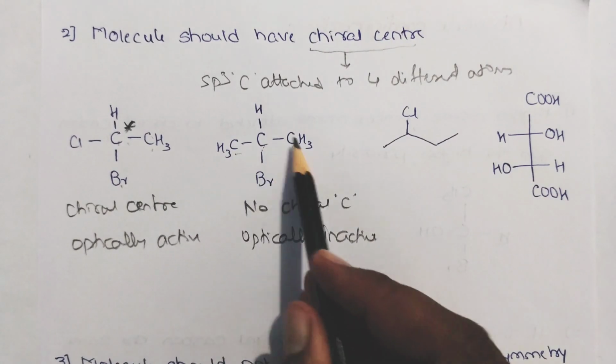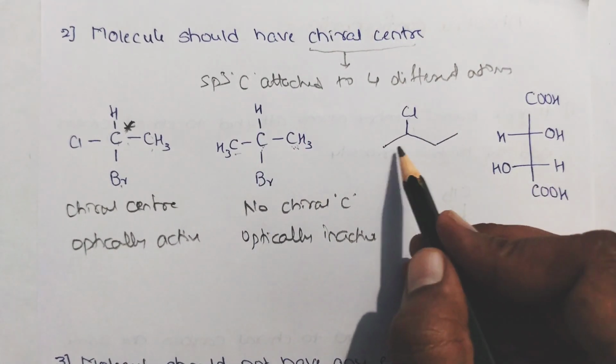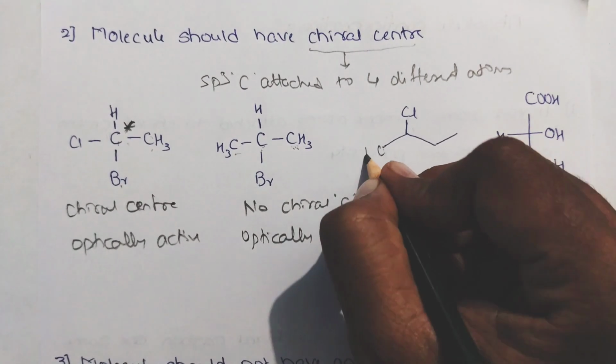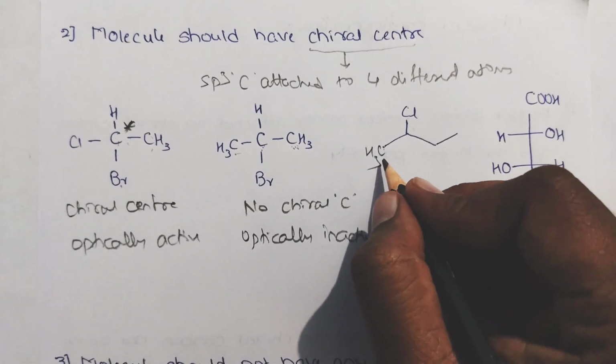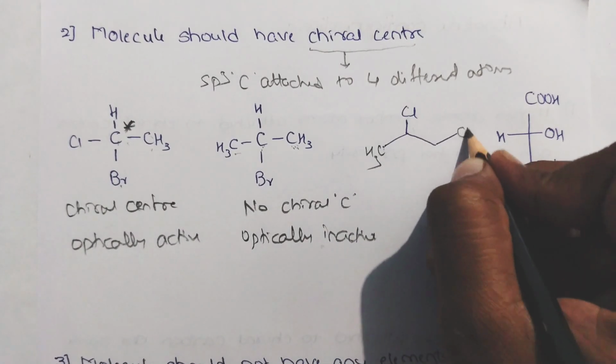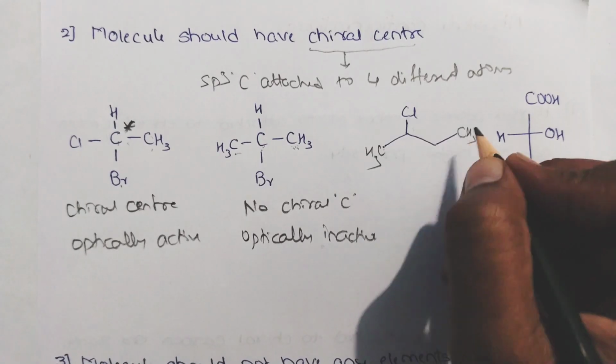Means the 4 groups which are attached to carbon should be different. Here, count the number of chiral carbons. Here, one chiral carbon, this is CH3. There are 3 same groups attached to this carbon, hence it is not a chiral carbon. This is also CH3, so this carbon is not a chiral carbon.